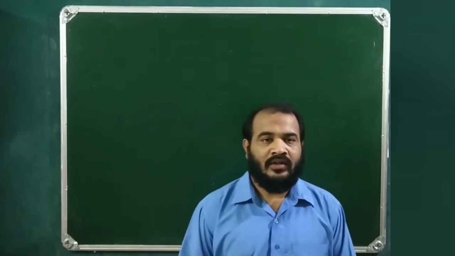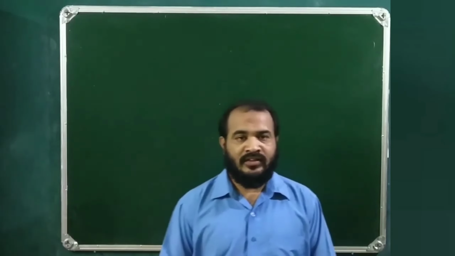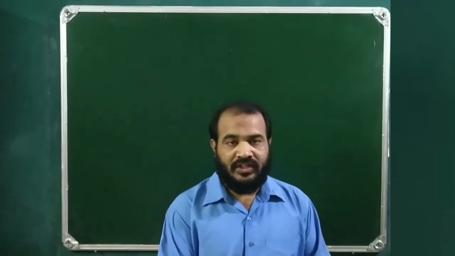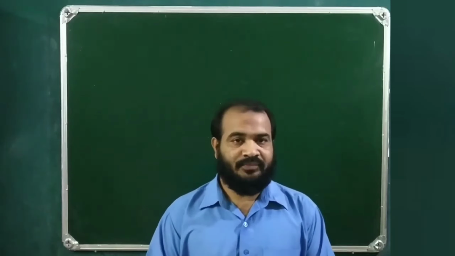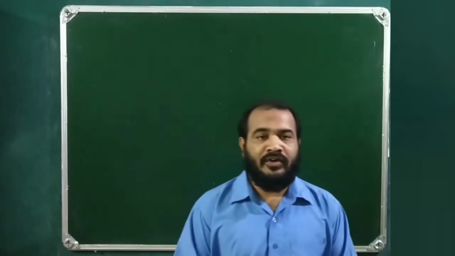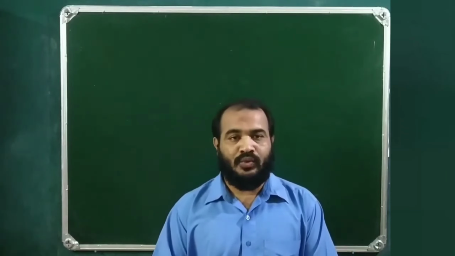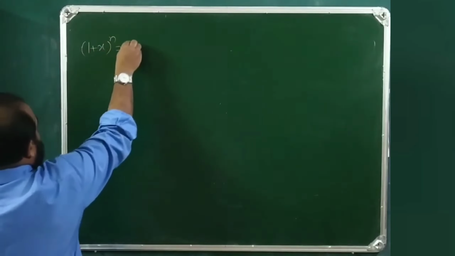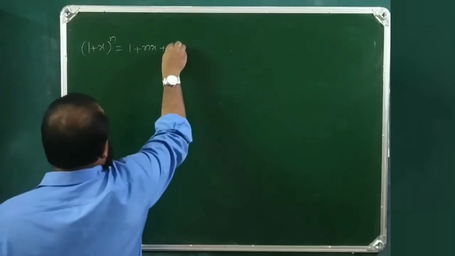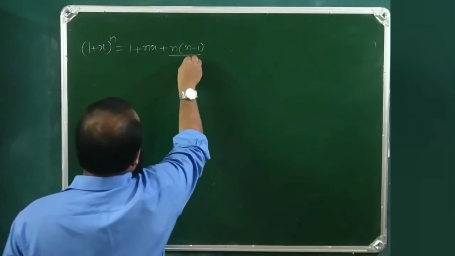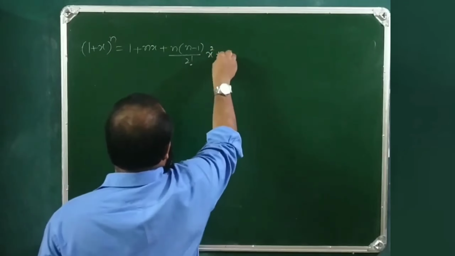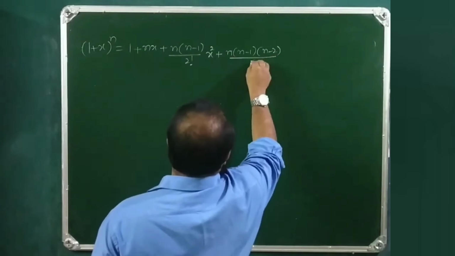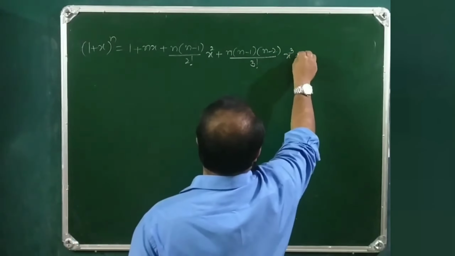Good morning, students. In this session, we will be discussing the conversion of f(x) by g(x), which is a proper fraction, into a power series of x. So, we have the binomial theorem for the positive integral index: (1 + x)^n = 1 + nx + n(n-1)/2! x^2 + n(n-1)(n-2)/3! x^3 and so on.